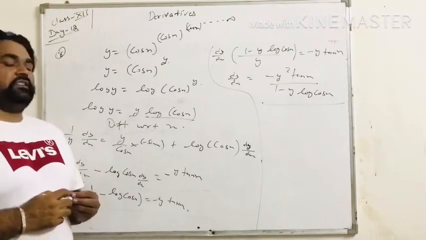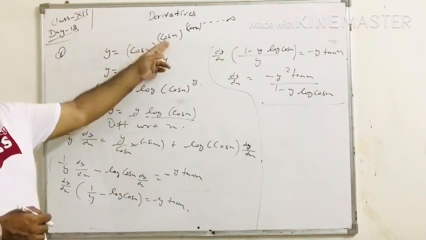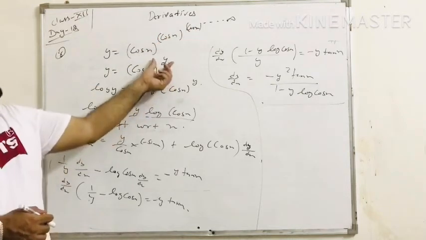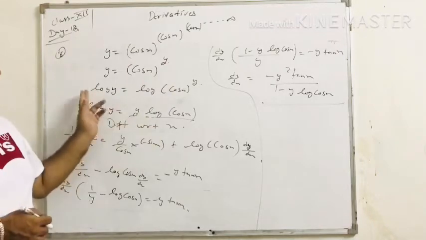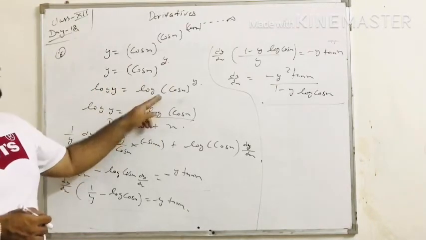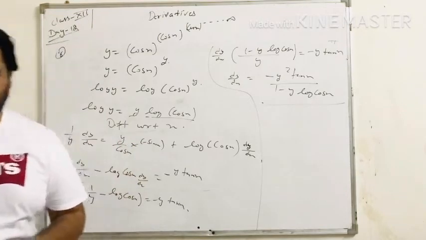So whenever the exponent remains the same, cos x, cos x, cos x, we suppose that exponent equals y. Then take log on both sides, because in exponent form we always take log on both sides.